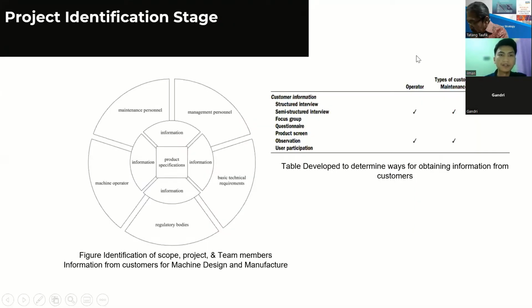This is the step-by-step detail of each stage that Bu Melanie will explain. Okay, thank you, Mas Ilman.